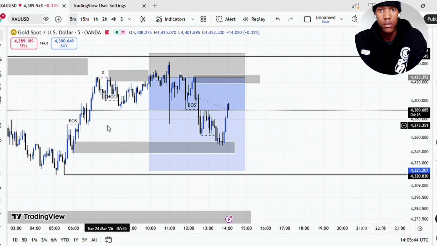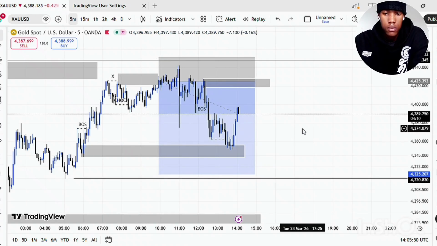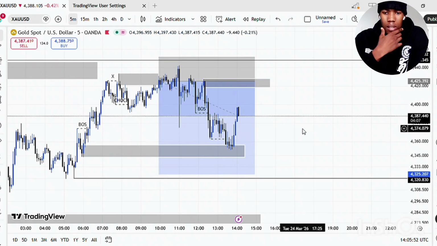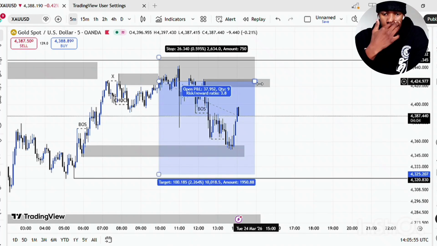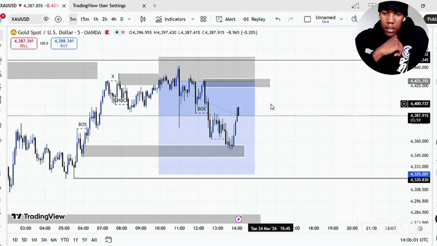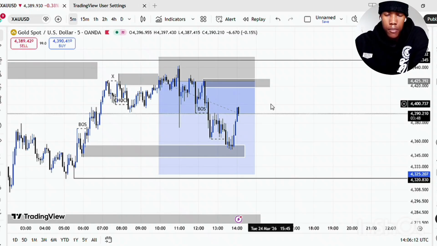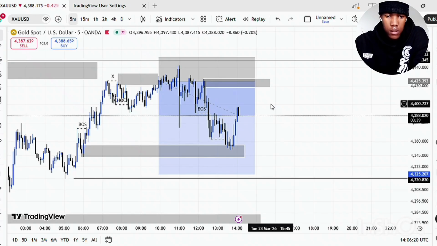So if I get stopped out, then I get stopped out, because usually I used to take partial profits, but right now I opened one trade. If I open two trades, then I would have taken partial profits with the other trade. But for this one, I only entered one trade, so I want a full TP hit. So I'm just gonna be waiting for XAUUSD.